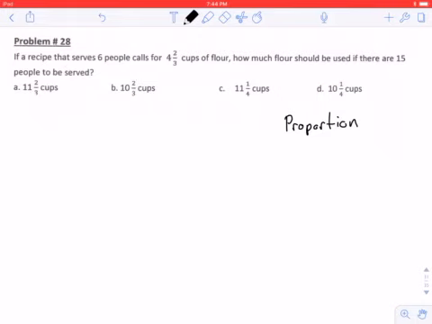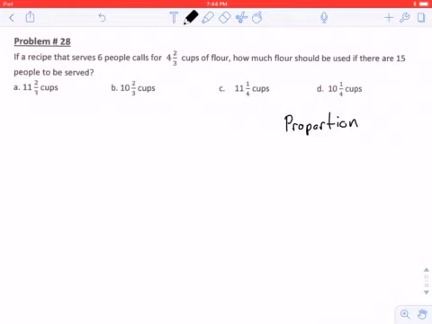It's a whole homework with, I think, 11 problems, in which I will say practice first before you do this problem. The proportion needs to be set up. We need to identify our data. They are talking here in the first sentence about 6 people, and for those 6 people I need 4 2/3 cups of flour. Now this is a ratio.